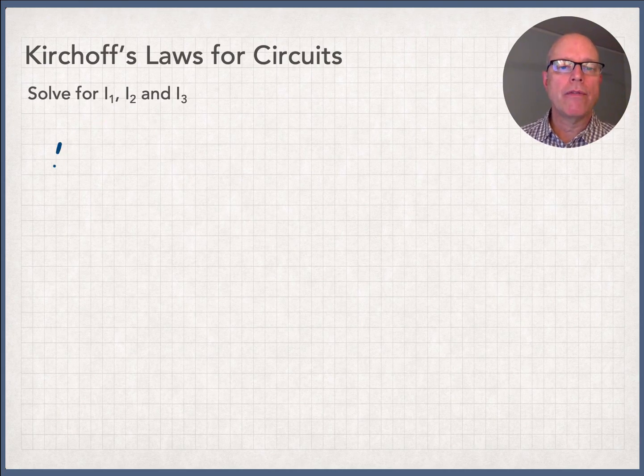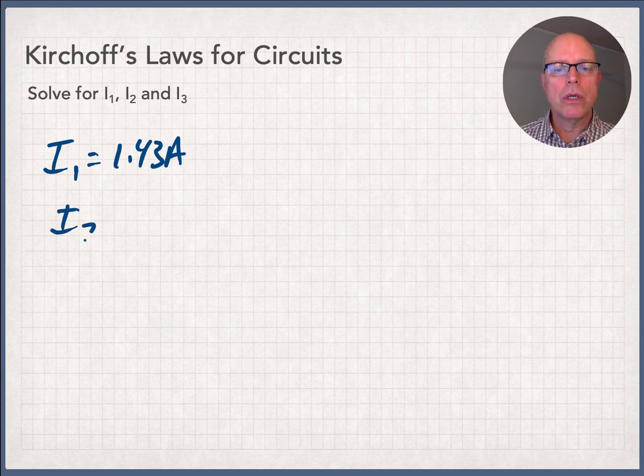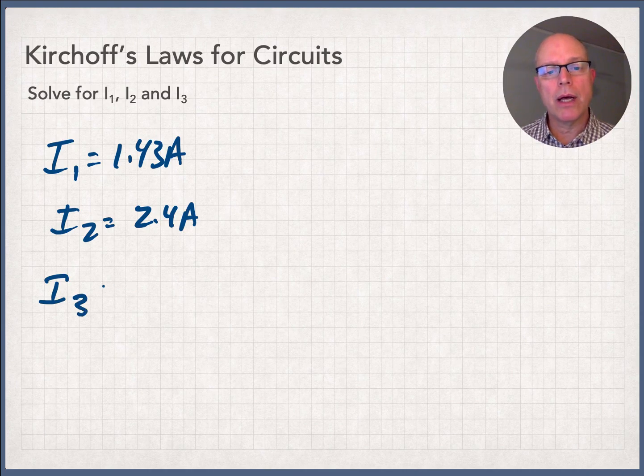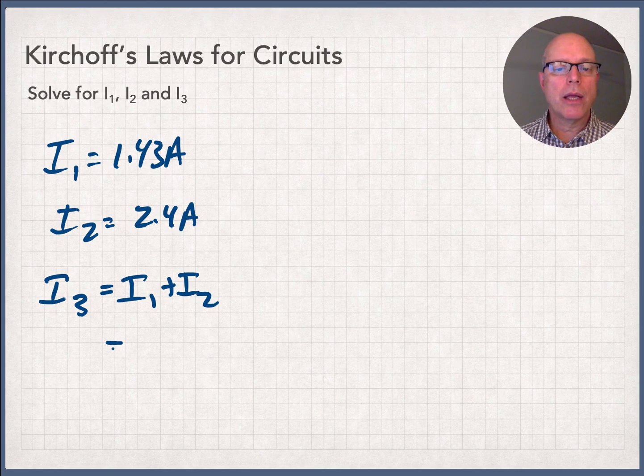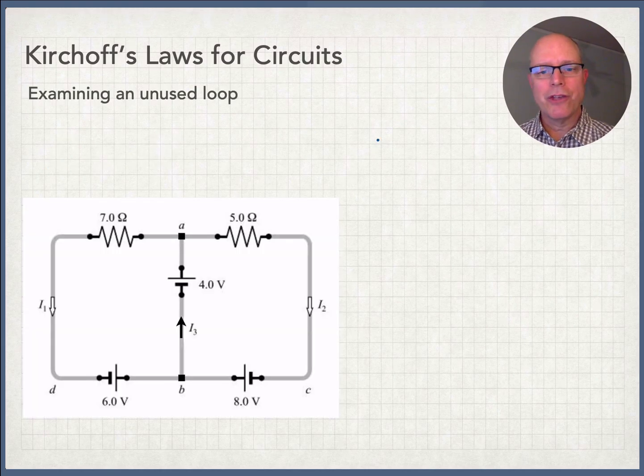So what have I got? I've got that I1 we already solved for as 1.43 amps. We had that I2 was equal to 2.4 amps. And how are we going to get I3? Well, I had my other equation, right? I3 equaled I1 plus I2. And I can just go ahead and add those up, and I get, not 2, but rather 3.83 amps. Done. End of story.